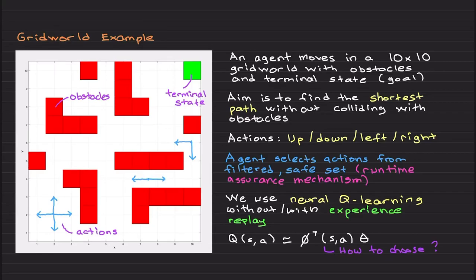Welcome back. So here is a little bit more complicated Gridworld example. In this example, we have obstacles, marked as red, and our aim is to reach this terminal state shown like this, and we would like to find the shortest path. And to find the shortest path, we need to design our reward function wisely.